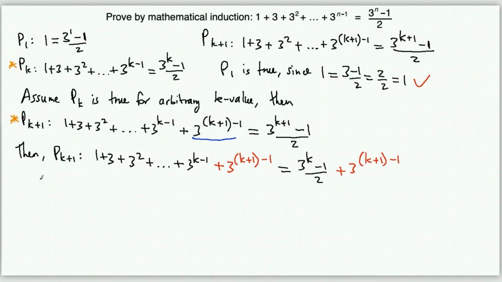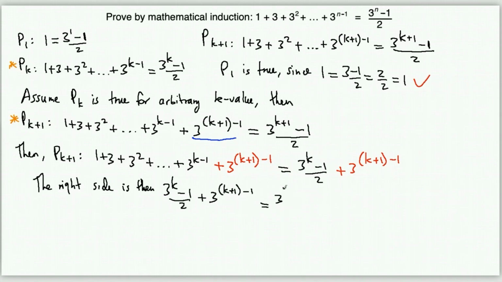All right, so the right side is then what? Let's transform that algebraically. Plus 3 to the k plus 1 minus 1, I'm just copying this down. We're going to transform this right side to make it look like this side. So now what are we going to do? We're going to simplify this first, right? So 3 to the k minus 1 over 2 plus 3 to the k, right? That's the next part that you should see.